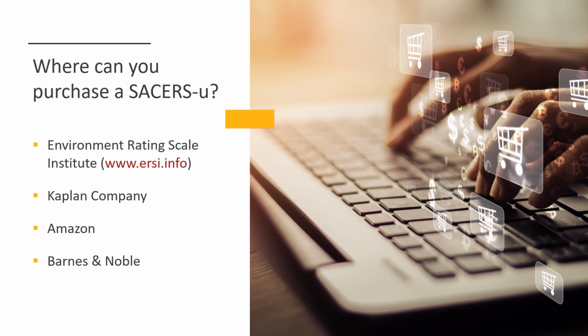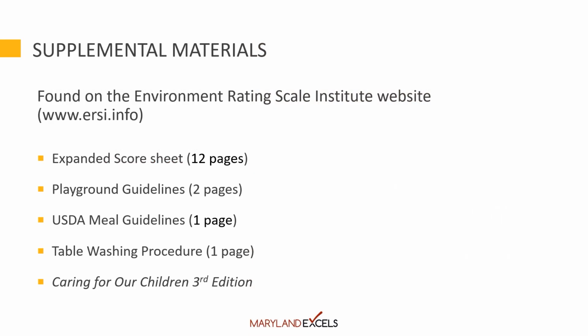The SACERS can be purchased through the Environment Rating Scales Institute website, Kaplan, Barnes & Noble, Amazon, and other retailers for approximately $25. To help you when scoring and for teacher training purposes, these supplementary materials are very useful. The ERS health and safety information is based on Caring for Our Children, sponsored by the American Academy of Pediatrics.